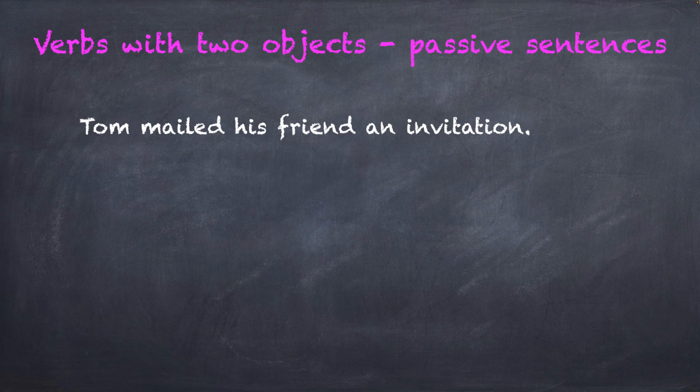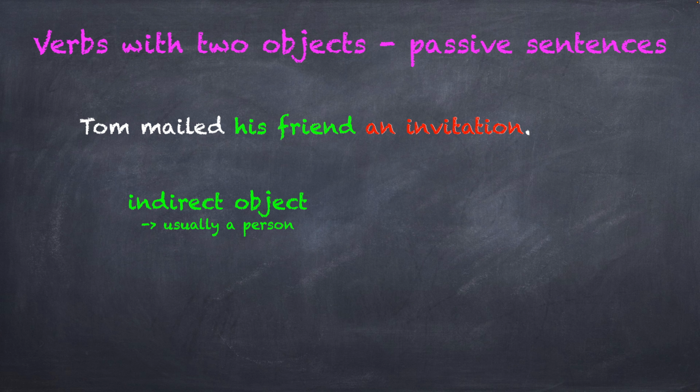Before we do that, we have a look at this sentence, because in this sentence there are two objects, and the first object is his friend, which is the indirect object. The indirect object is usually a person. The second object is an invitation, and this is the direct object.